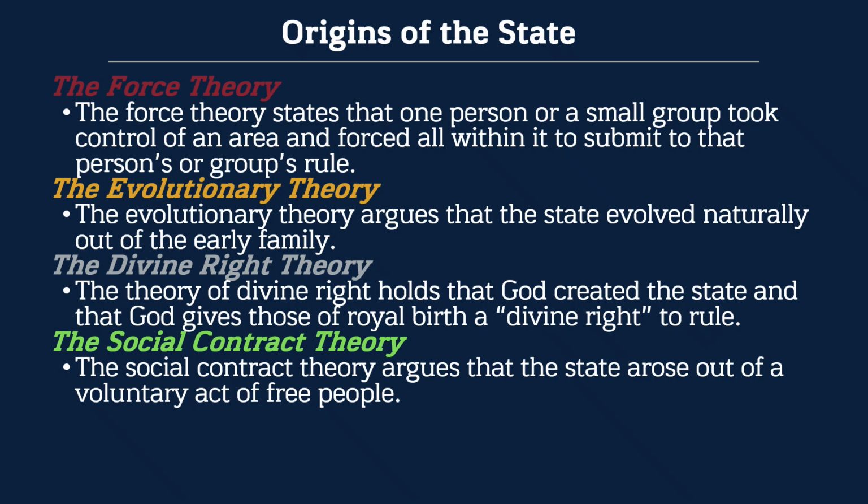There are some hypotheses and theories as to how the state originated. Four of them, which we're going to talk about briefly. The force theory states that one person or a small group took control of an area and forced everyone within to submit to that person or that group's rule. The evolutionary theory states that the state evolved naturally out of an early family, very often a patriarchy. The divine right theory holds that God granted the state and that God gives those of royal birth a divine right to rule. And social contract. The social contract theory argues that the state arose out of a voluntary act of free people.